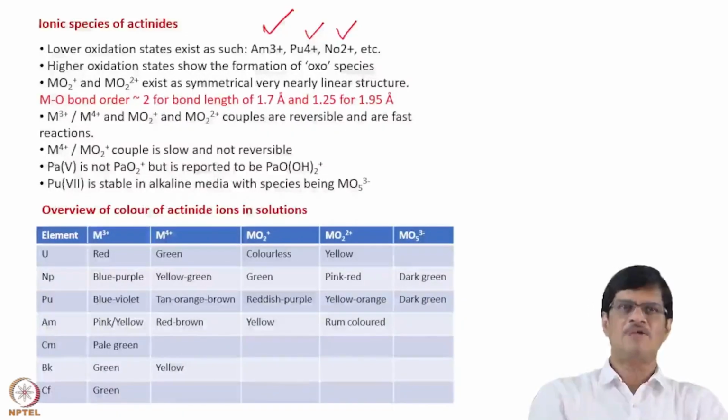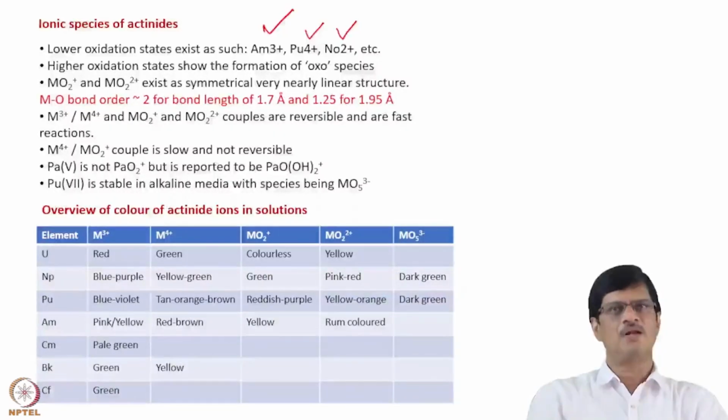For protactinium 5, though one can predict species like PaO2+ similar to that of neptunium pentavalent or plutonium pentavalent species, the reported species is PaOOH 2+. So this is the actual species that has been reported in the aqueous medium. Plutonium in the +7 oxidation state is not stable in the normal acidic aqueous medium and is stable only in the alkaline medium, the species being MO5 3-.